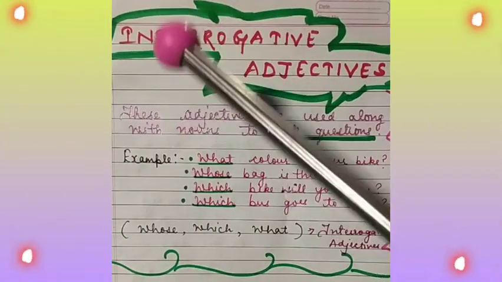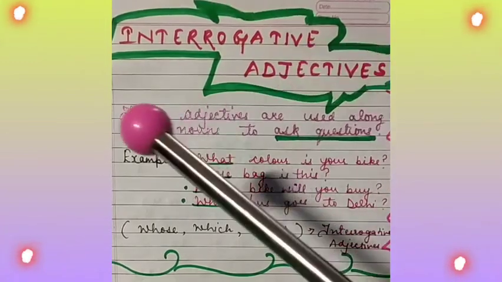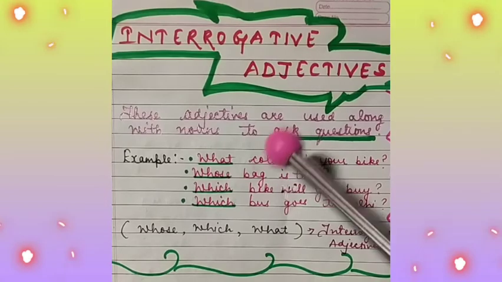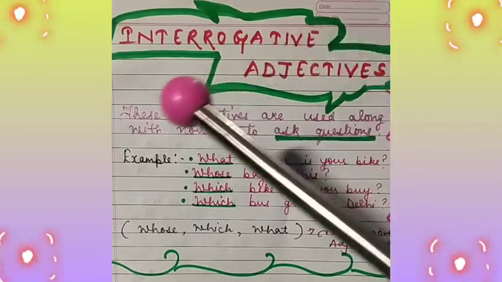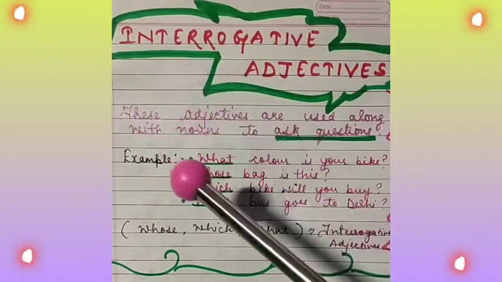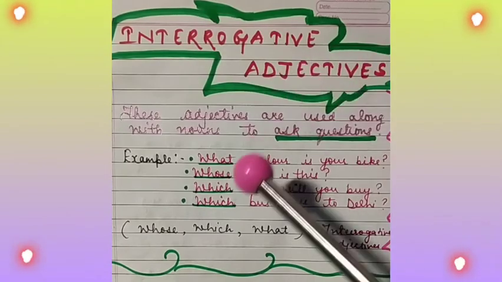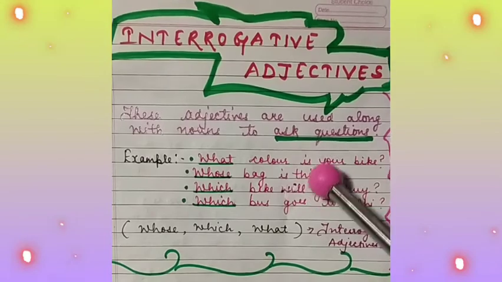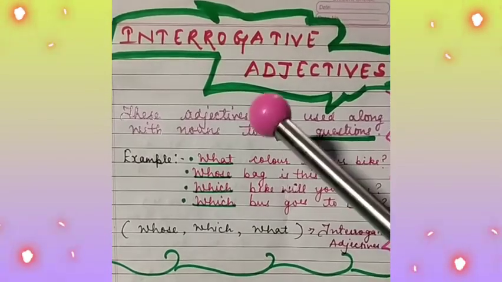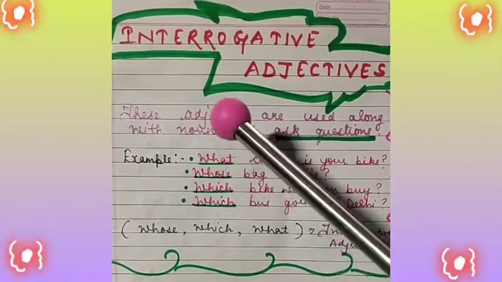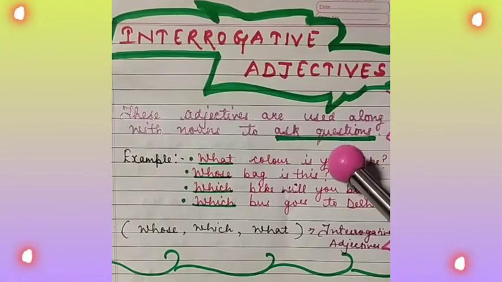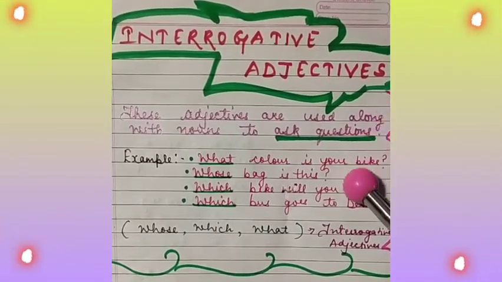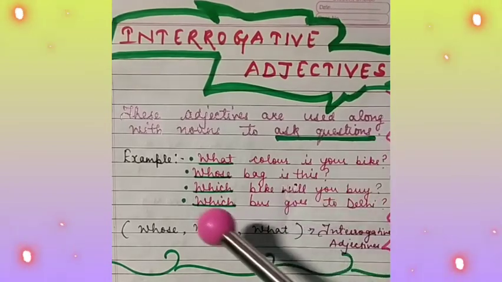Next kind is interrogative adjectives. These adjectives are used along with nouns to ask questions. Or you can say somebody is asking the question to get the information. For example, what color is your bike? So what is the interrogative adjective here? And the question mark is the main identification for an interrogative adjective.